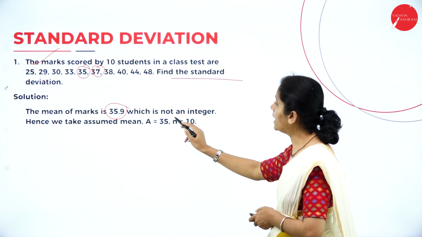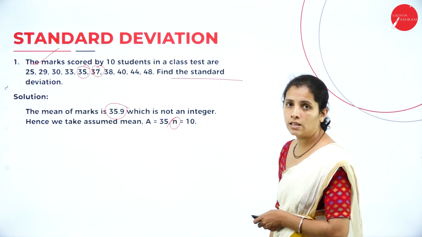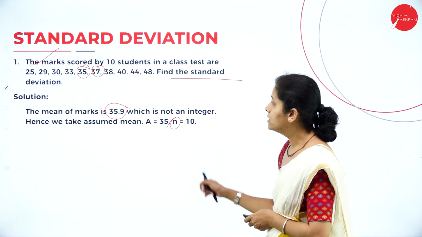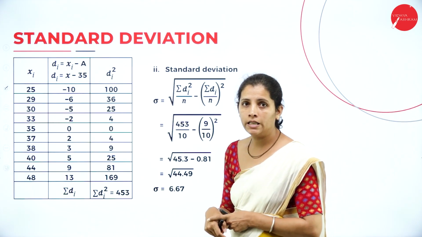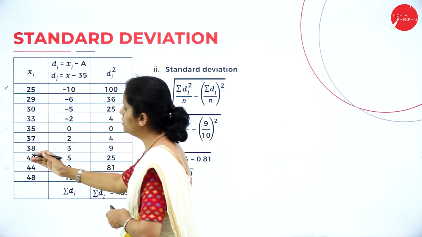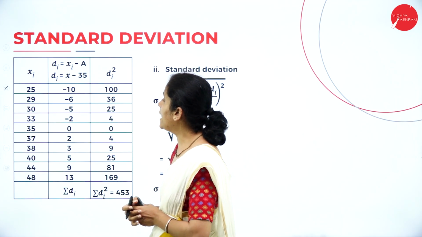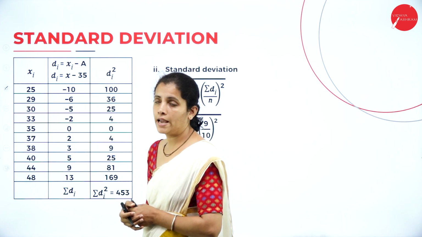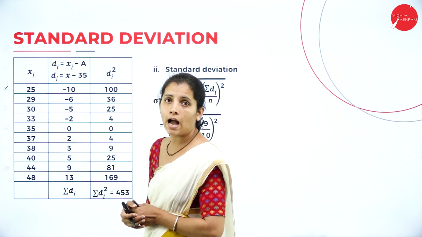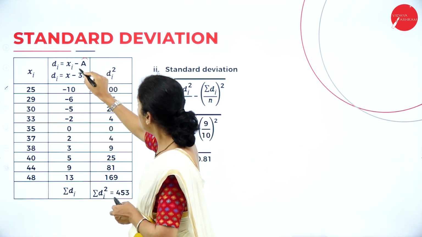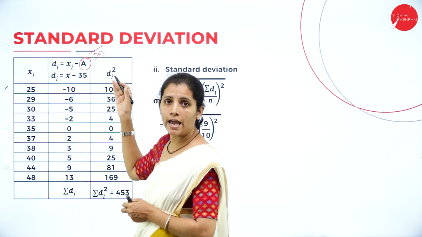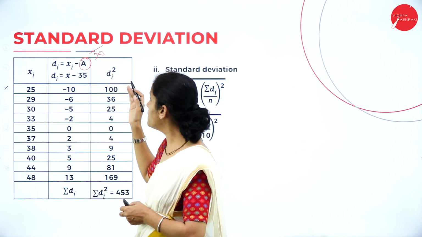And what about n? n is nothing but the total number of data. Now let me construct the table. See here, first I want to write the xi values as they are. Then I want to find di, and what's the formula? To find di, I have xi minus a, instead of x bar I am going to have a. What is a? That is nothing but the assumed mean.